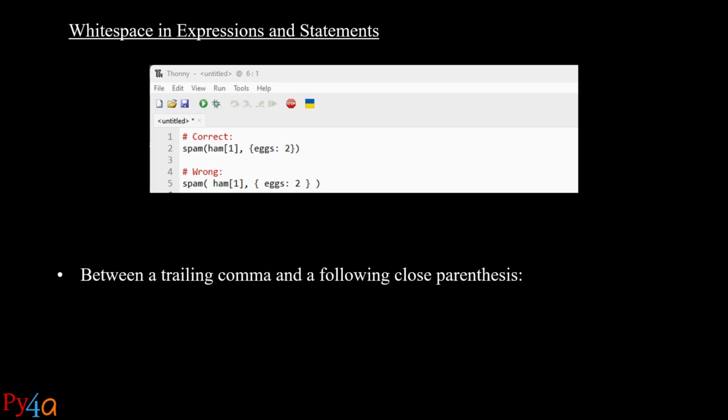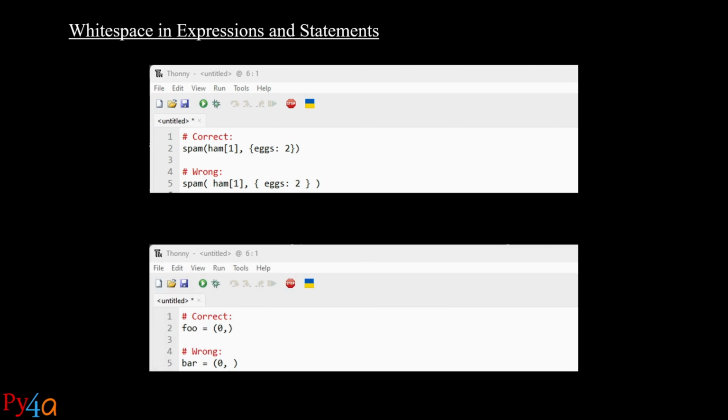Next, between a trailing comma and a following close parenthesis. After a trailing comma followed by a closing parenthesis, don't leave whitespace. Foo equals, here you see a tuple being assigned to foo with the element being 0, and then you have a comma and then you close the parenthesis. The wrong way is to have it as demonstrated on line 5. That's the wrong way. Do not do it.